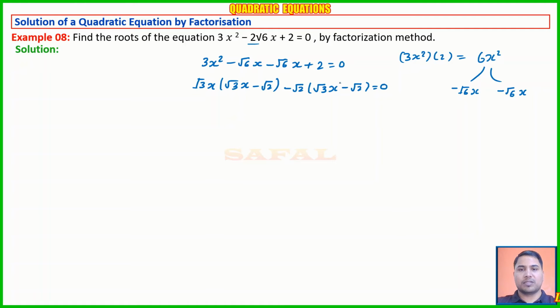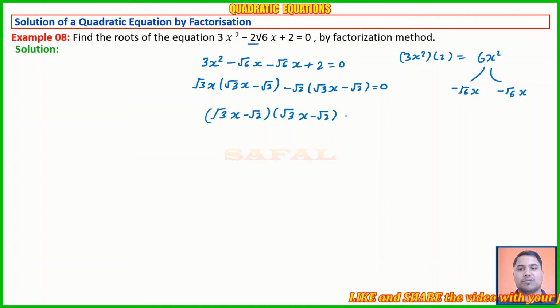0. So अब आप देख रहे हैं कि रूट 3x माइनस रूट 2 यहाँ पे भी है और यहाँ पे भी है, so that I can take common. So root 3x minus root 2, and again I'll be left with root 3x minus root 2, so equals what? 0. So both the linear factors are same.